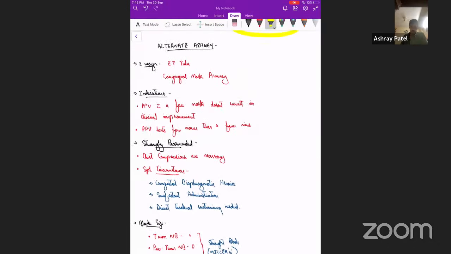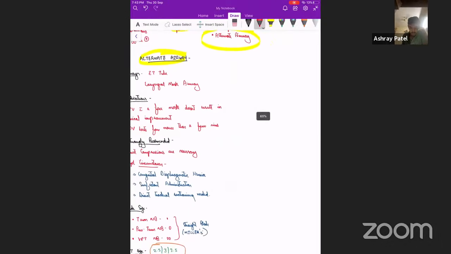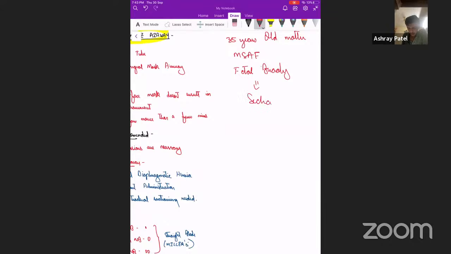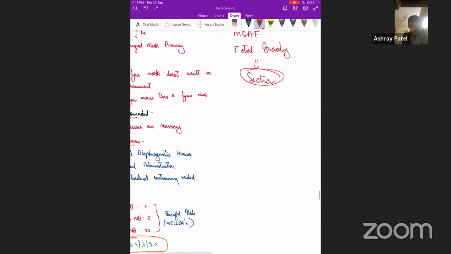Okay. Now we'll come to alternate airway. So that brings us to our next case. Okay, this was of a 35-year-old lady. 35-year-old mother with MSAF. Okay, with NST showing fetal bradycardia. So due to this reason, mother was taken up for section since she was not in active labor. Next, baby did not cry, it was limp. Okay, but it was a term baby.